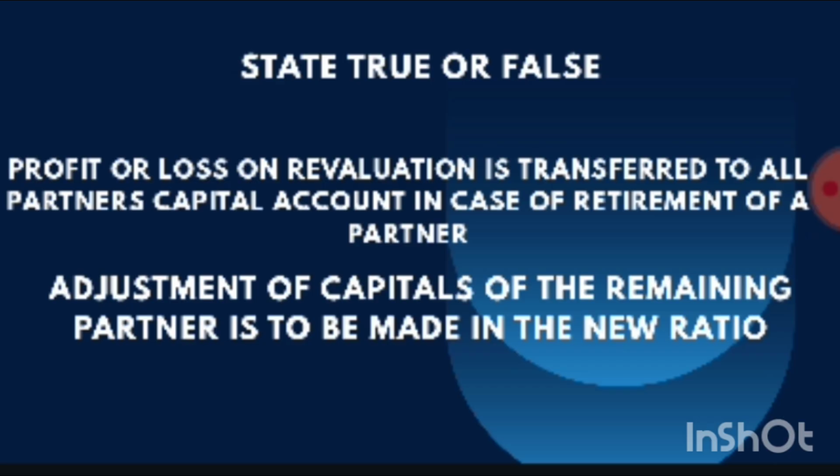Second question: adjustment of capitals of the remaining partner is to be made in the new ratio. That is true. So the capitals that has to be adjusted of the remaining partners, that has to be made in their new ratio. So the answer is true.